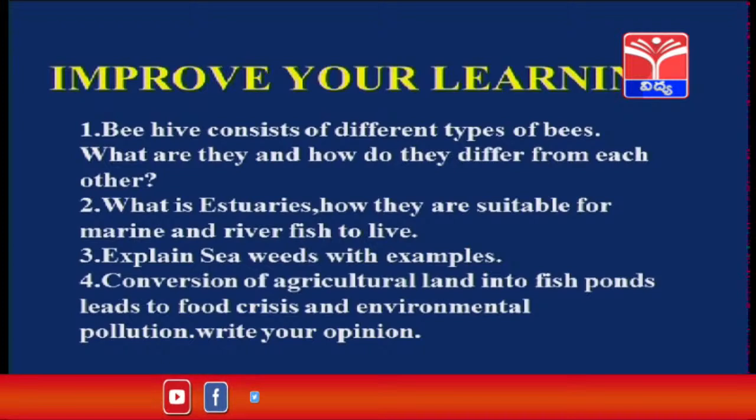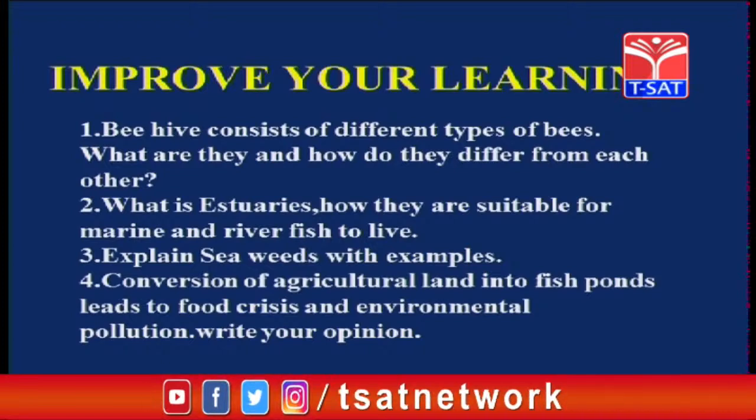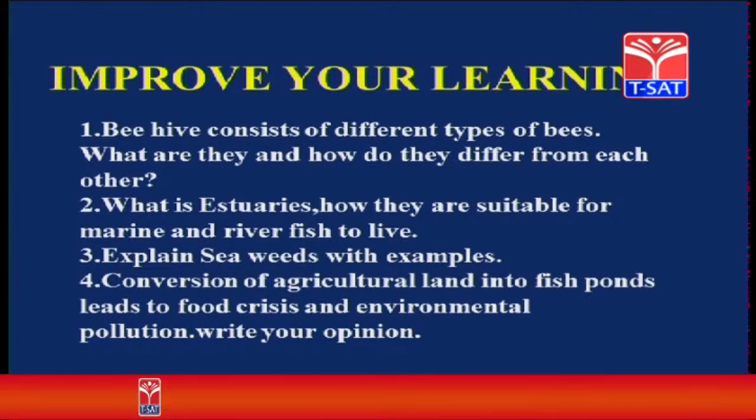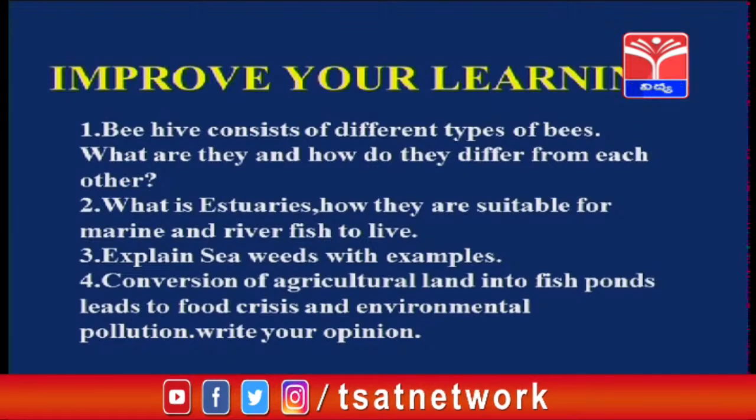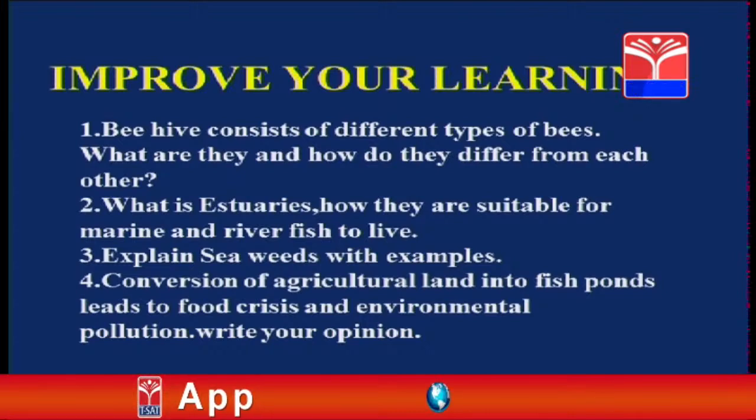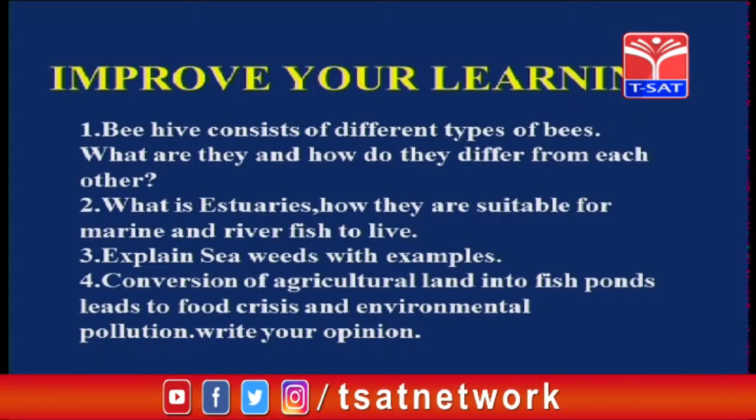Improve your learning. Try to do these works after reading the lesson. The first one: a beehive consists of different types of bees. What are they and how do they differ from each other? Second, what are estuaries and how are they suitable for marine and river fish to live? Third, explain seaweeds with examples. The last one: conversion of agricultural land into fish ponds leads to food crisis and environmental pollution.